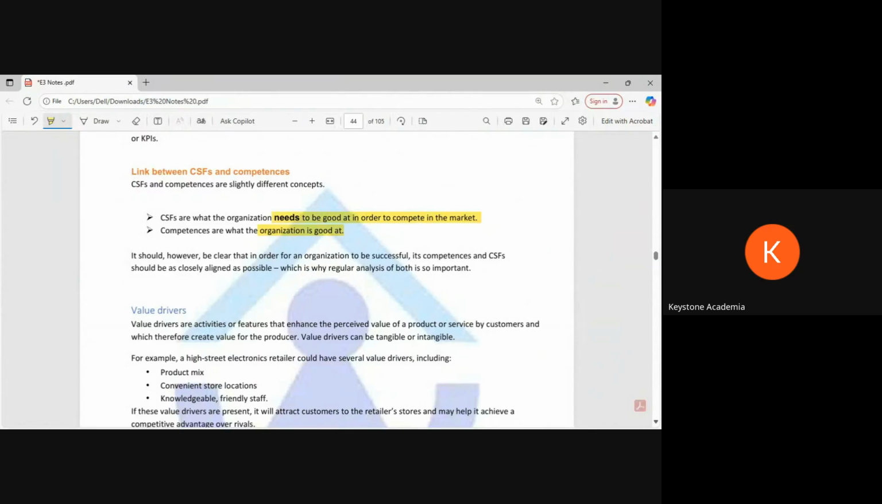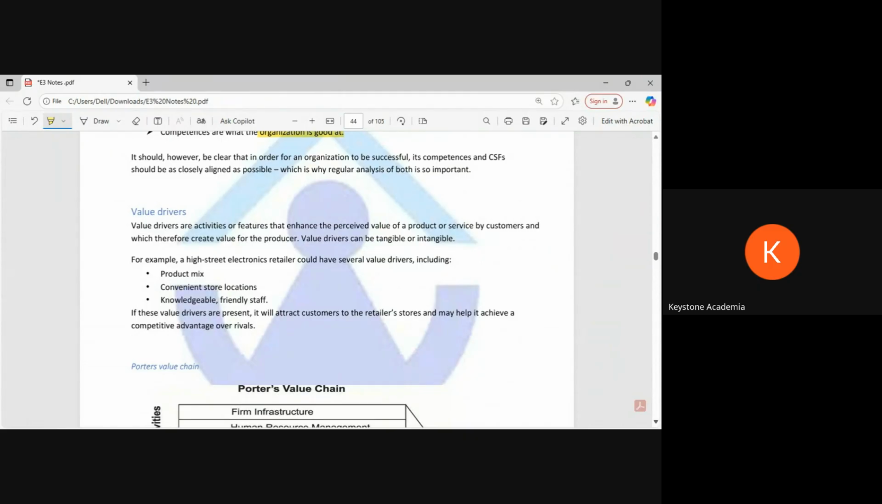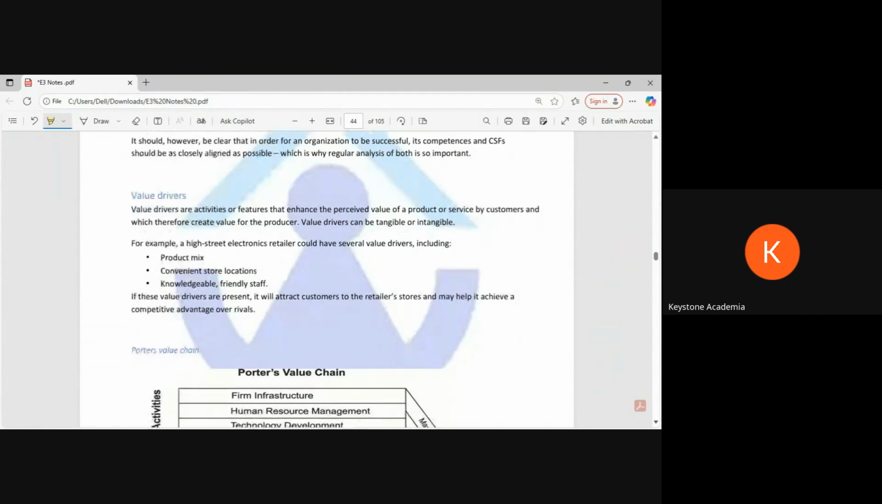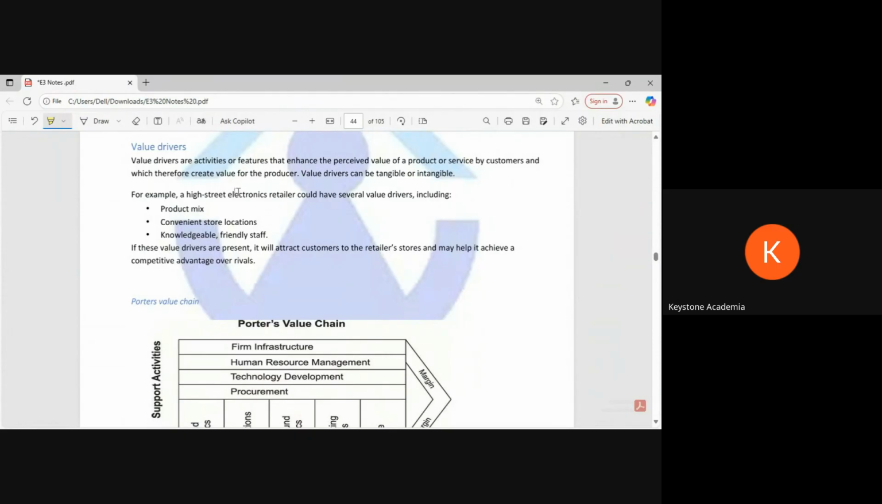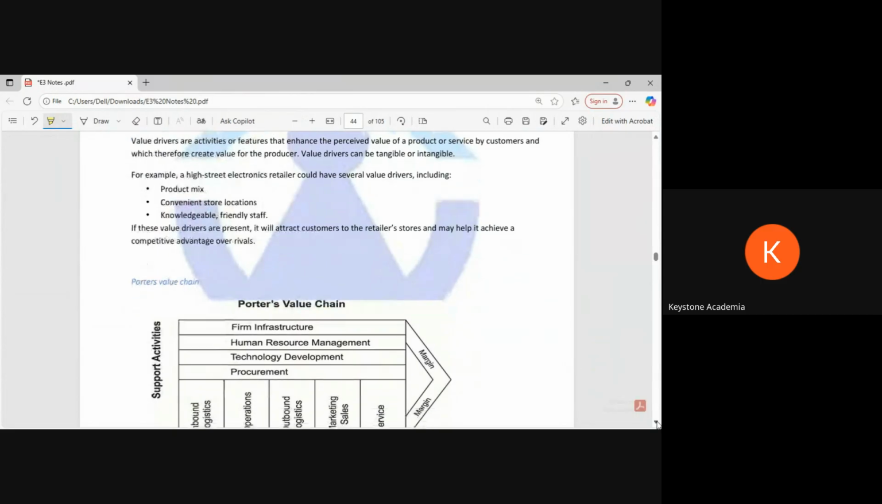And apart from that, value drivers: how we are driving value for our stakeholders. Like for the stores, it was product mix, convenience store location, knowledgeable, friendly staff. For us, it can be financial support, after sales services, dealership network, then maybe friendly staff. Friendly staff, I think, is there in every business. So for that, Porter's value chain can also help.